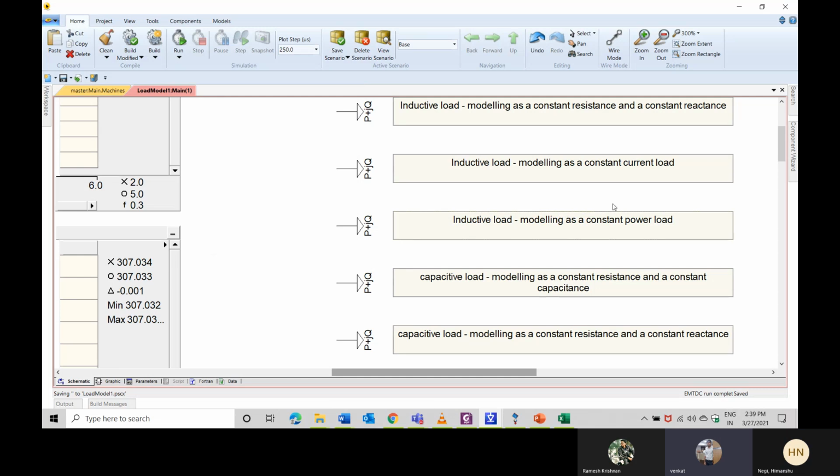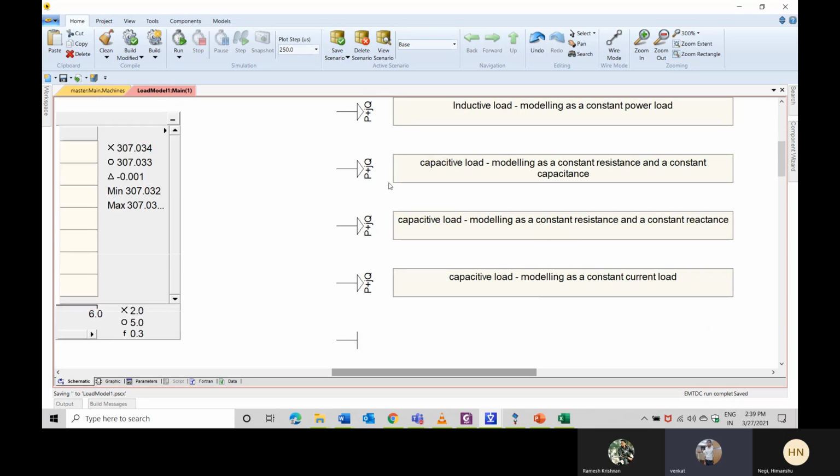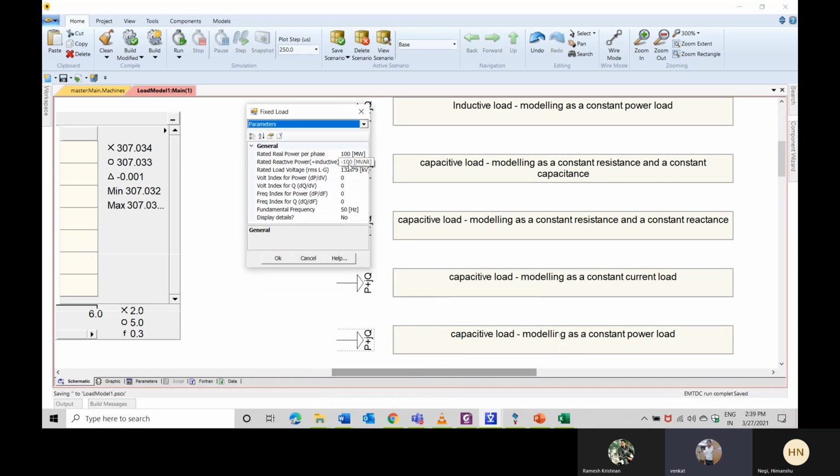And other than that, there is something called capacity load, as I said before. Here, can you see this? I have modeled the capacity load as a constant power load. What I have to do is just put a negative mark before the MVR. Other than that, the other factors will be the same as zero.